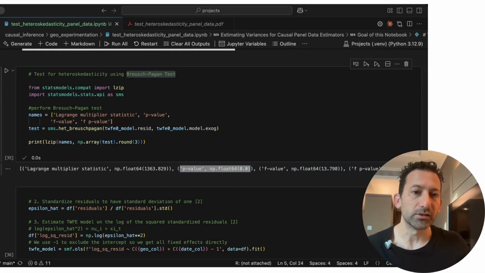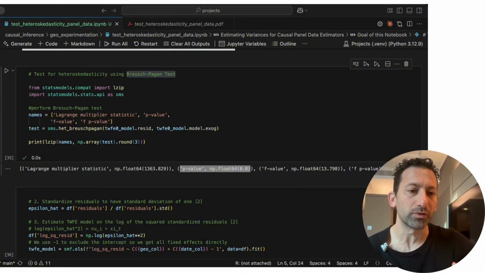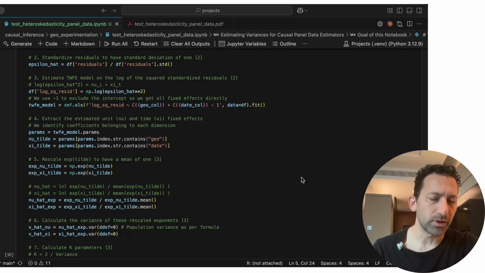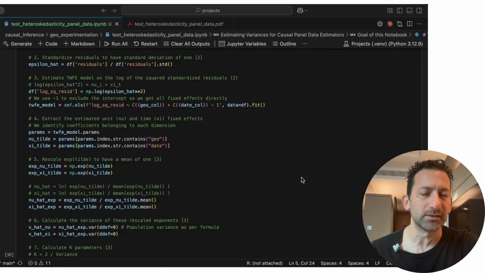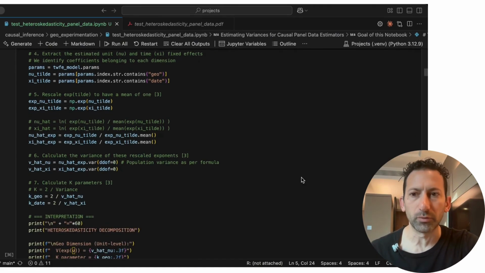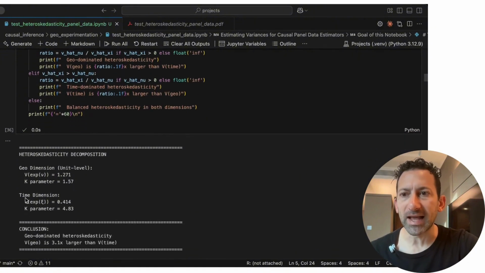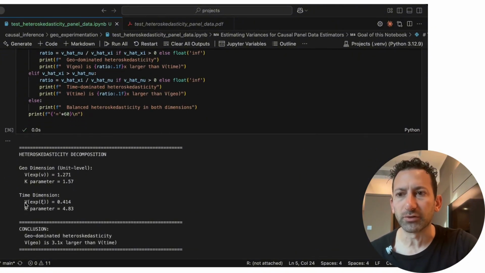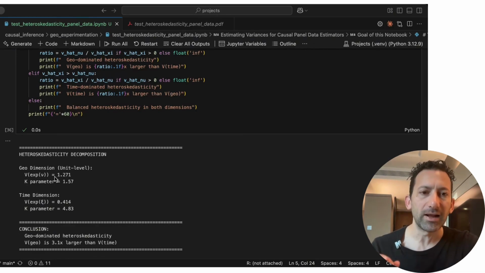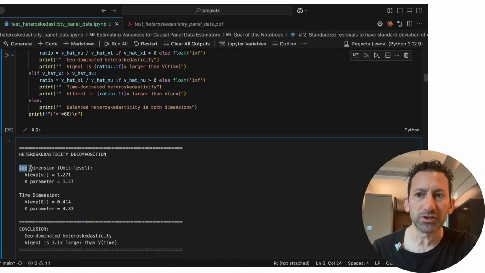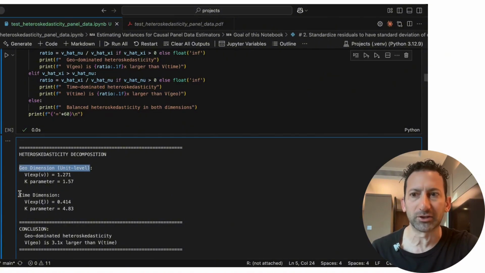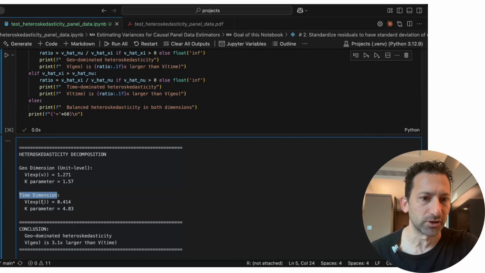But now the question is, is it more dominant across the unit dimension or the time dimension? And so I go through this process that Athey and Imbens and their co-authors work through in this paper, and I get these estimates here. The variance of the exponent of nu is 1.27, and the variance of the exponent of xi is 0.414. So what this is suggesting is that heteroskedasticity is actually much worse in my data along the unit dimension than it is along the time dimension.